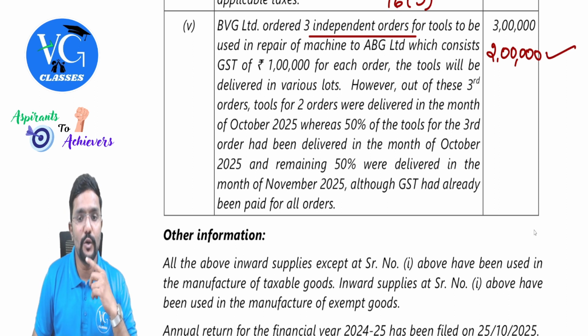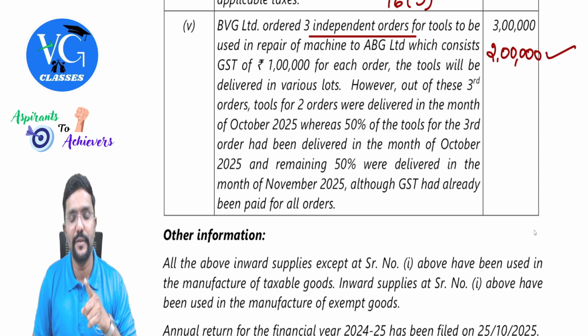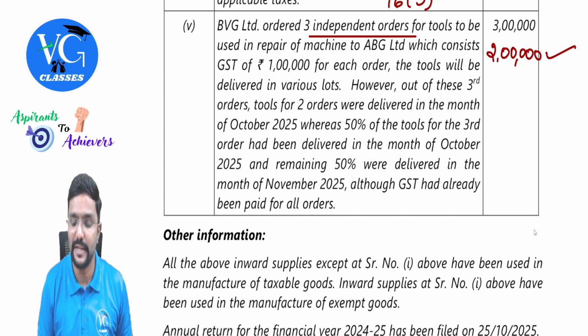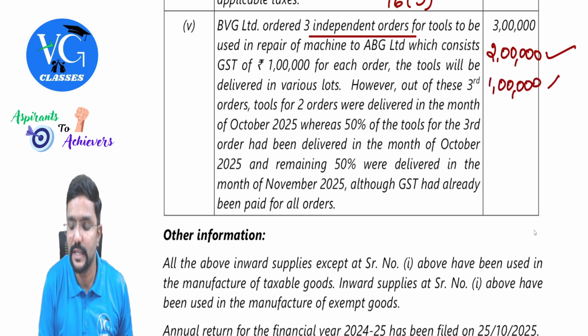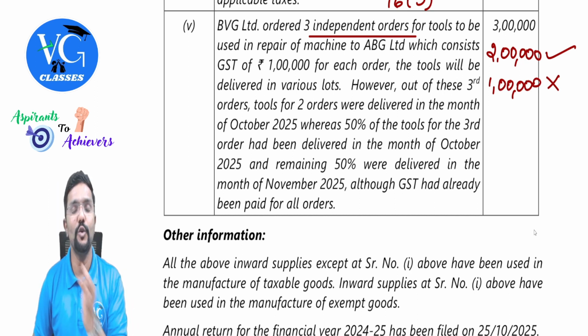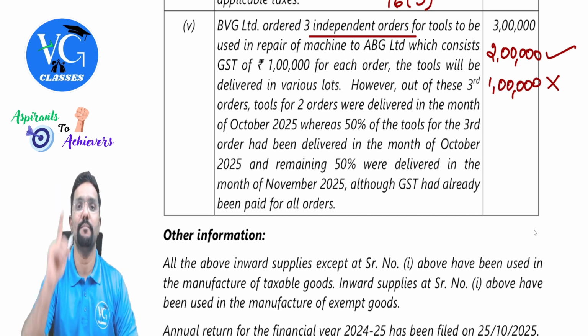Whereas 50% of the tools for the third order had been delivered in the month of October and the remaining 50% were delivered in the month of November. Although GST had already been paid for all orders. Guys, that means on this 1 lakh, no credit, because only 50% is delivered in October. The remaining 50% will be delivered when? November. So the full 1 lakh credit can be claimed only in November.